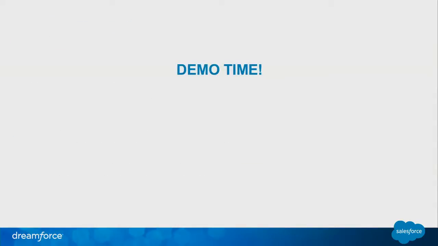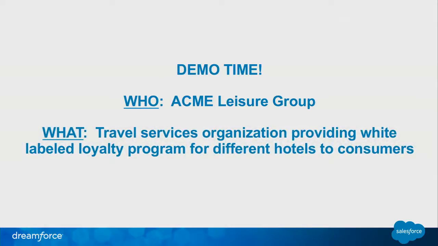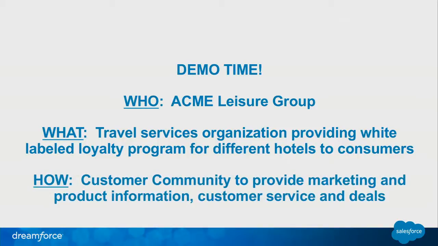So now I want to go into some of the demos and show you some of these different branding models. We're going to basically take a use case where we have a third-party travel wholesaler. We'll call it Acme Leisure Group. And this Acme Leisure Group is going to provide a white label loyalty program for different hotels and resorts to the consumers. So what we want to do is set up a community that'll allow Acme Leisure Group to provide marketing and product information, deals, and customer service stuff to their customers.